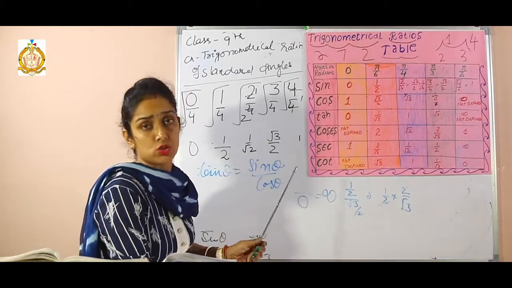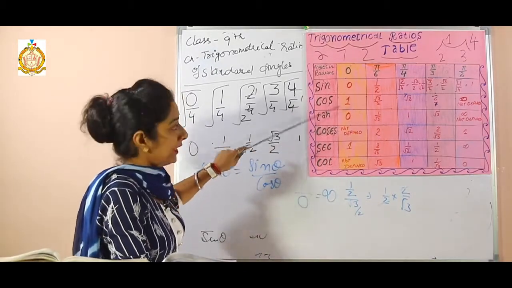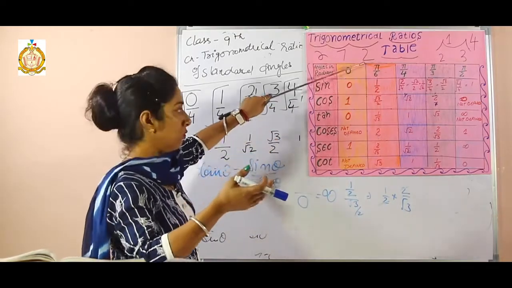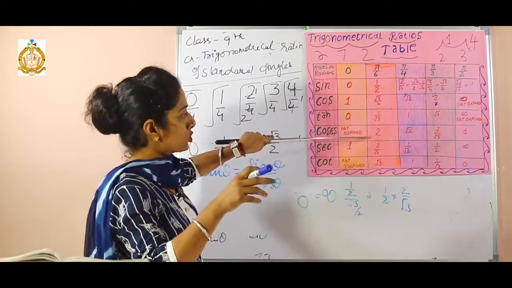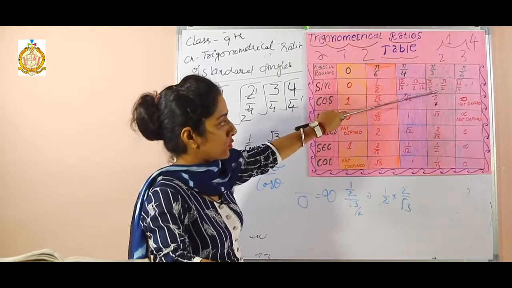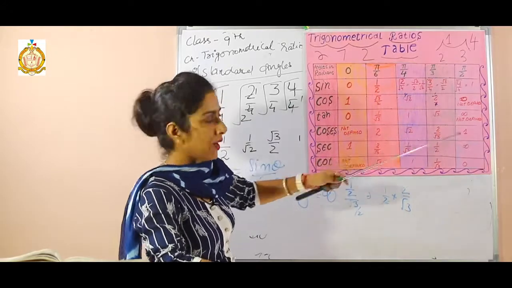Now after that, cosecant theta. Cosecant is the reciprocal of sin theta. So the reciprocal of 0 is not defined. 1/2 becomes 2, the reciprocal of 1/2 is 2. 1 over under root 2 is under root 2. Under root 3 by 2 is 2 over under root 3, and 1 is 1.